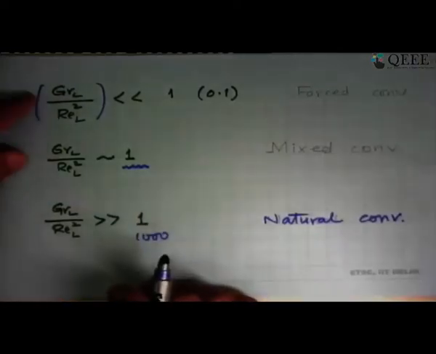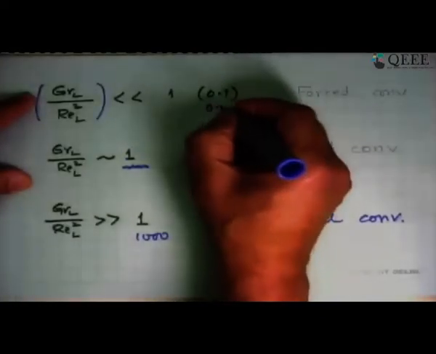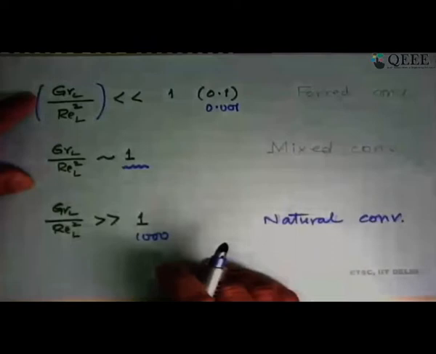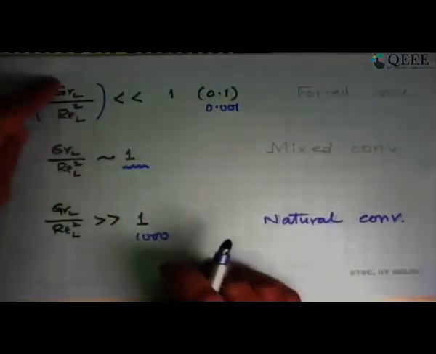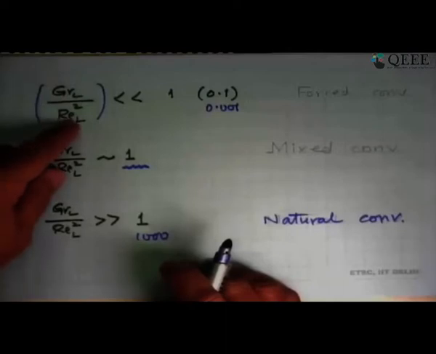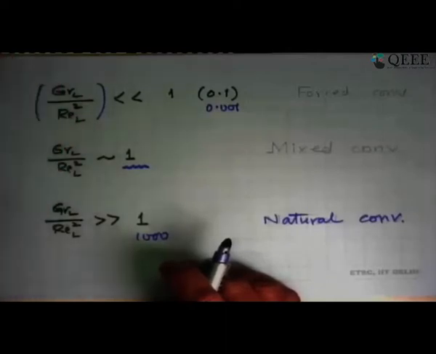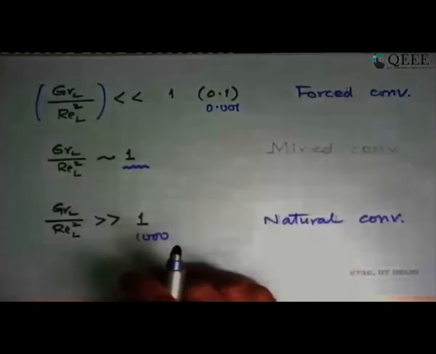The other extreme, where this is very much less than 1, maybe less than 0.1, maybe 0.001 or things like that. That means this denominator is very big compared to this numerator. That means the Reynolds number dominates. The buoyancy is not playing so much of a part, or the temperature-driven body force is not that important. Then we have only this thing to worry about. That tells us that this is a problem of forced convection.